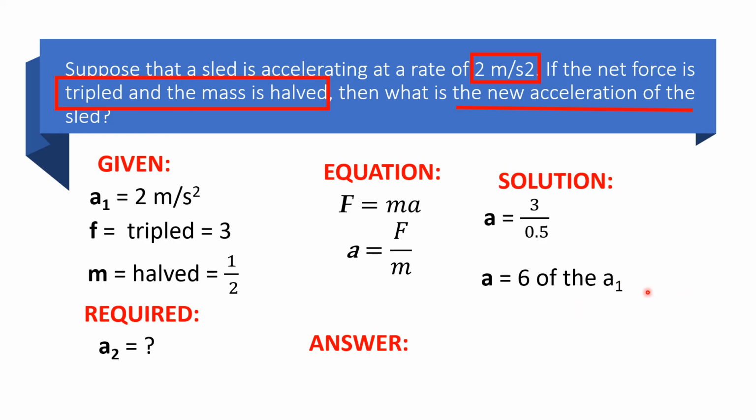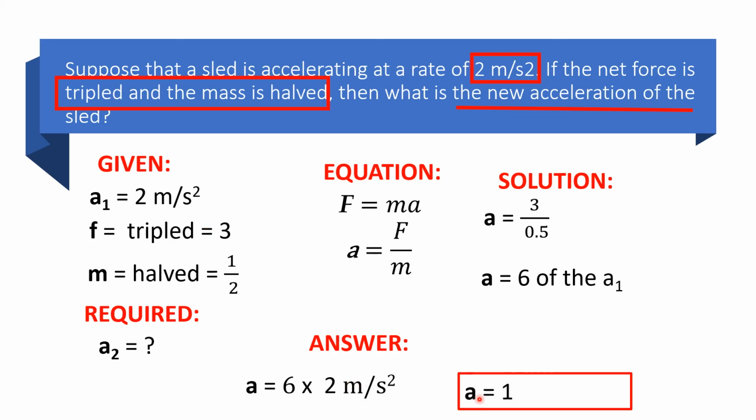So as you can see in the problem, 3 divide 0.5 or 3 divide half, no? The answer is 6. Pero hindi pa yun yung final answer kasi factor pa lang yun. So, ibig sabihin, 6 of the A1. So, 6 times nito. 6 times of 2. So, let us solve. A is equal to 6 times 2 meter per second squared. So, the value of our acceleration would be A is equal to 12 meter per second squared.